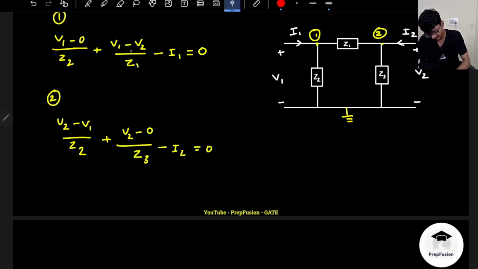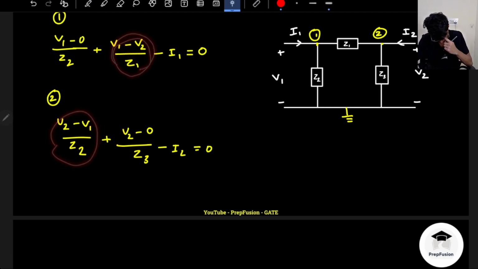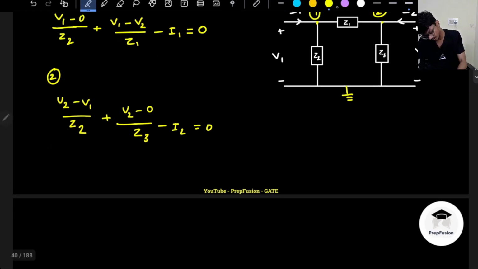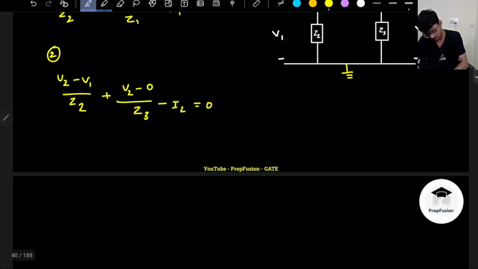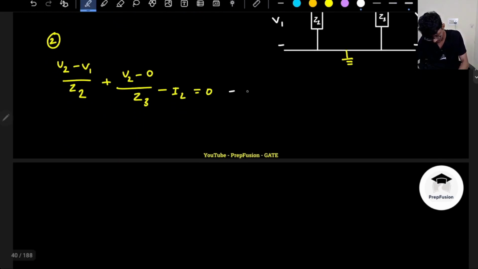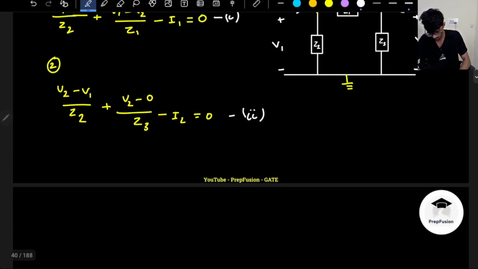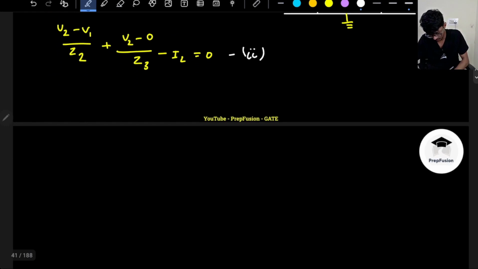If I add these two equations, this and this will get cancelled, but V2 will still be here. Somehow I have to eliminate V2, so that is not of much use. So let me eliminate V2 from here, because if I eliminate V2, that will be the end of everything. This is equation 2 and this is the first equation.